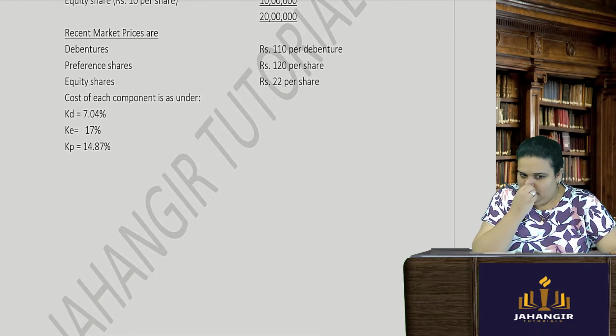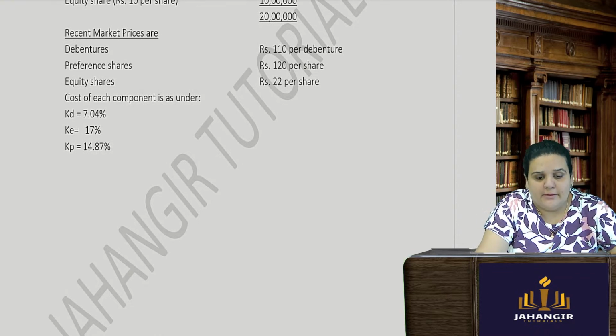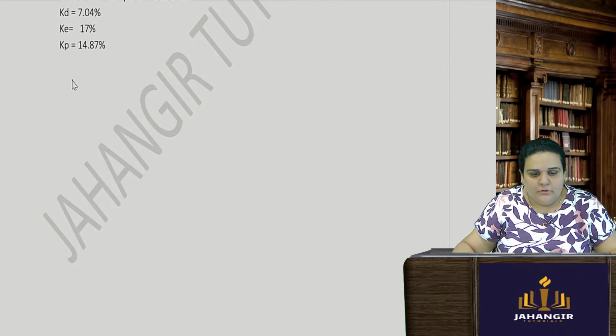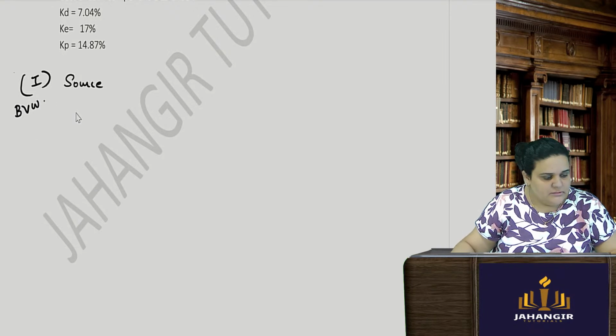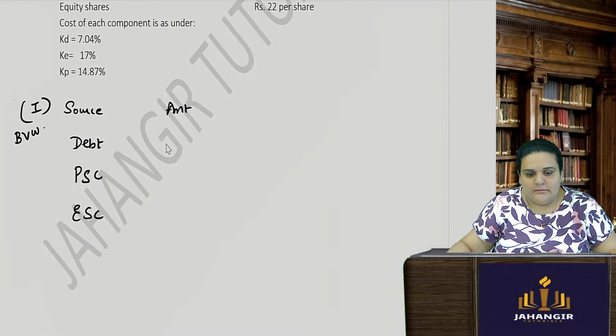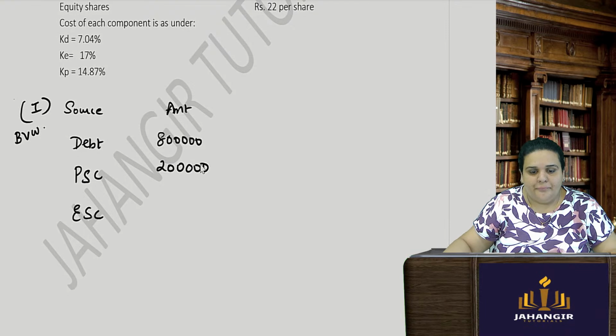Okay. Cost component already calculated and given to us. Very nice. So let's start. I'm doing the first one, book value weights. So source is debentures, preference share capital and then equity share capital. Then we have amount. How much have they given to us? 8 lakhs, 2 lakhs and 10 lakhs.